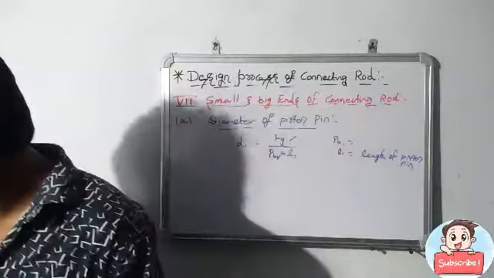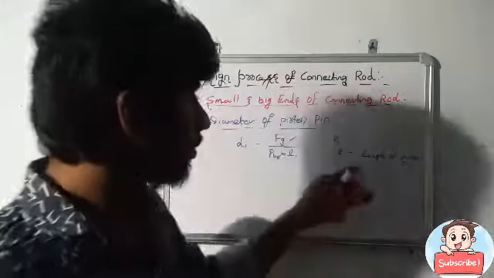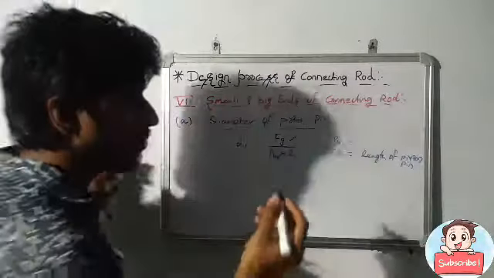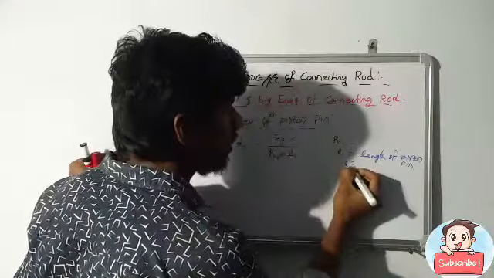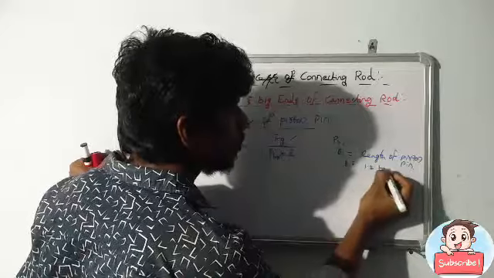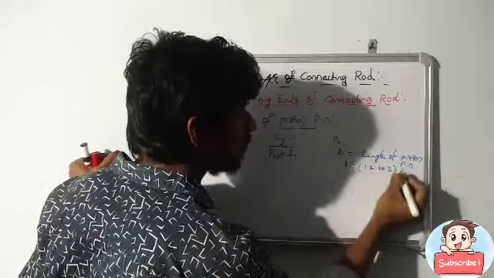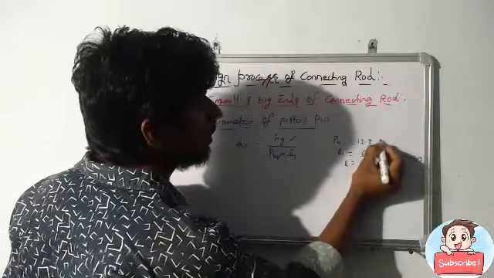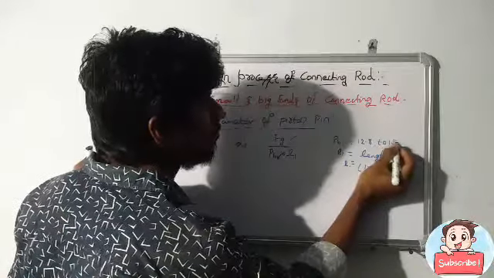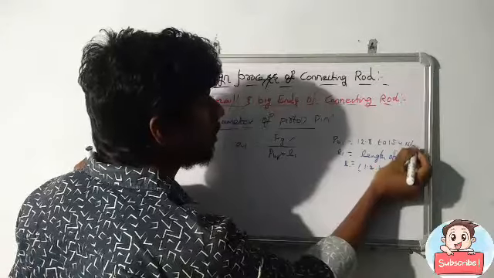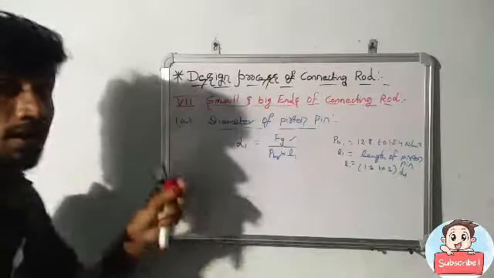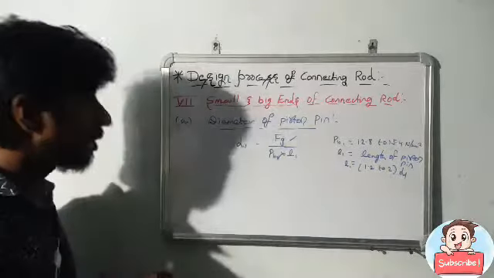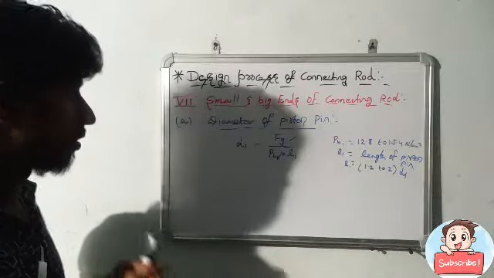By substituting those two values, we get the diameter of the piston pin. Here L1 equals 1.5 to 2 times D1, and Pb1 is 12.5 to 15.4 Newton per mm square. These are the assumed values based on the design data book. So this is about the diameter of the piston pin.